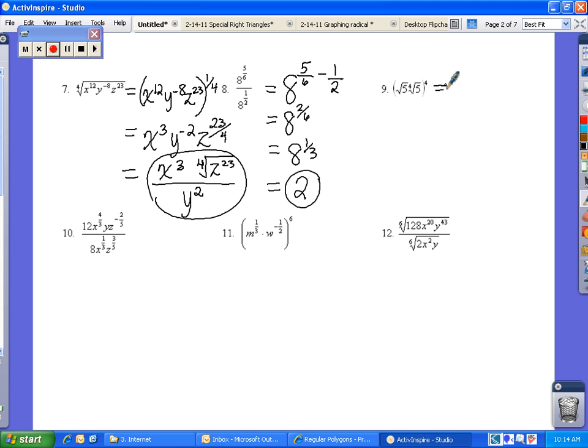For number 9, this is going to become 5 to the 1/4 power times 5 to the 1/2 power, and all of that to the 4th power. So you first want to add the exponents, which are inside the parentheses, so that becomes 5 to the 3/4, all of that raised to the 4th power. So therefore 3/4 times 4 is basically 3, so that's 5 cubed, and 5 cubed is 125.